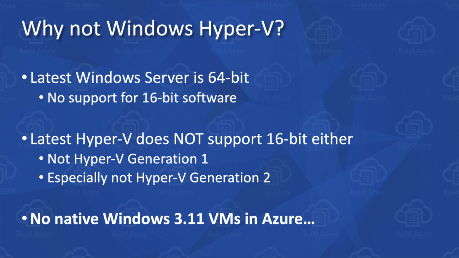Now, why are we not using Hyper-V? So the latest versions of Windows Server and Hyper-V do not support 16-bit software operating systems. This includes both Gen 1 and Gen 2 versions of Hyper-V. So as a result, there is no native Windows 3.1.1 VM support within Azure. This is why I chose to use DOSBox in this case.